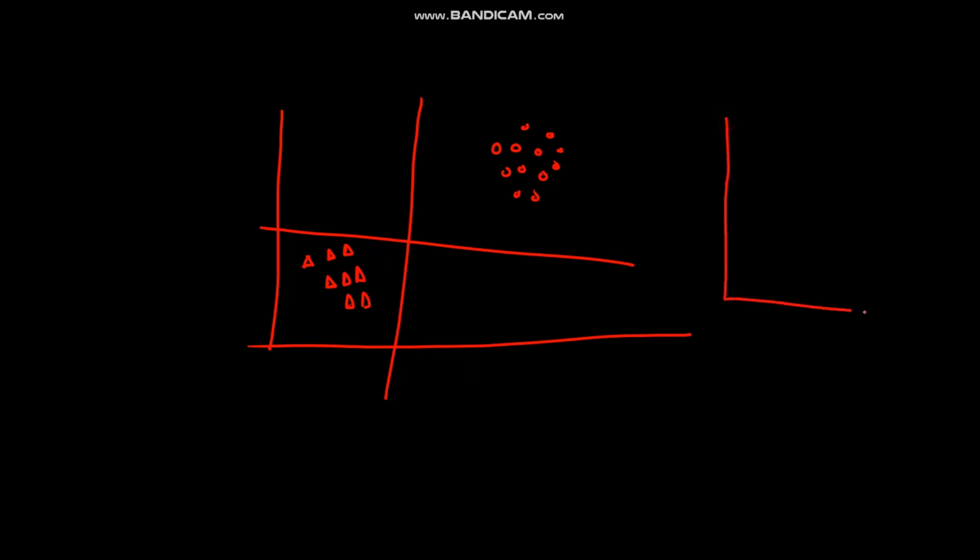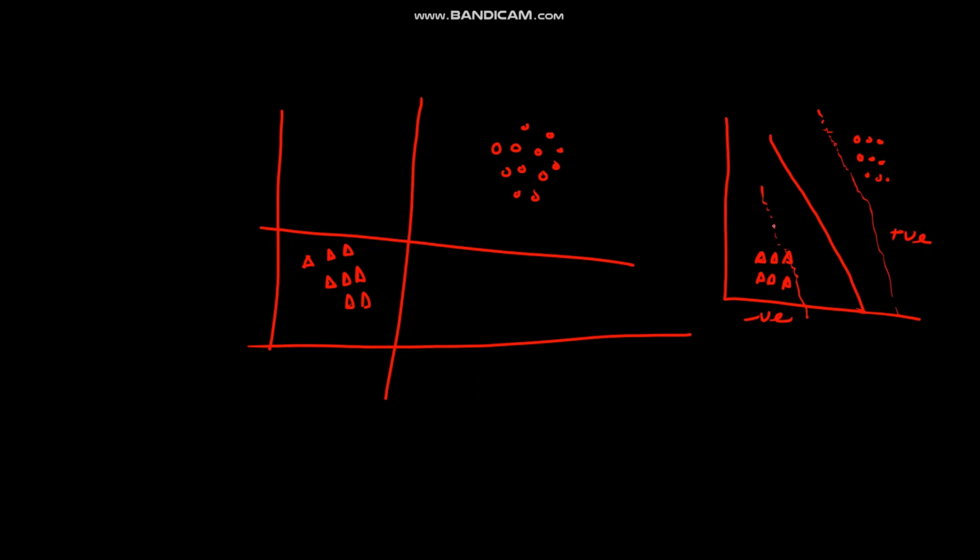Now let's understand what that is. So let's consider the same example, having triangles over here, having circles over here, and this is the hyperplane, the decision boundary. And we also draw two parallel lines here. What is the significance of these two lines? Basically these are the positive and negative hyperplanes. Along this side we have negative, along this side we have positive.